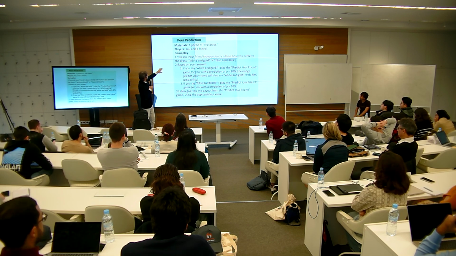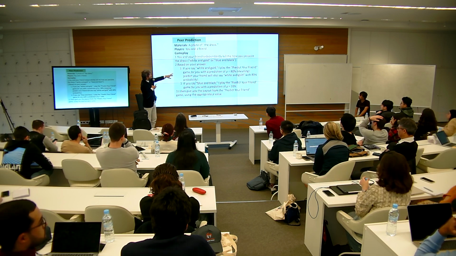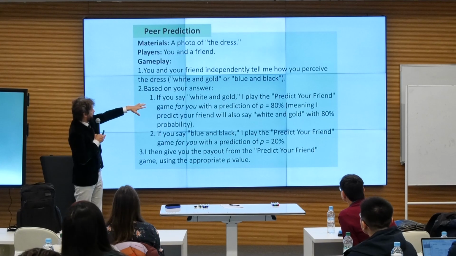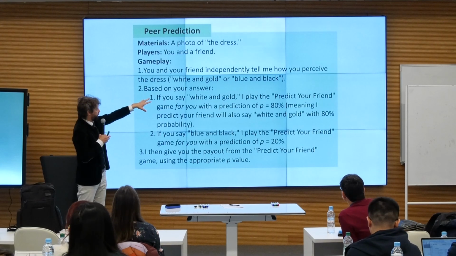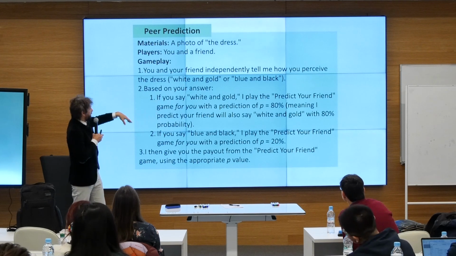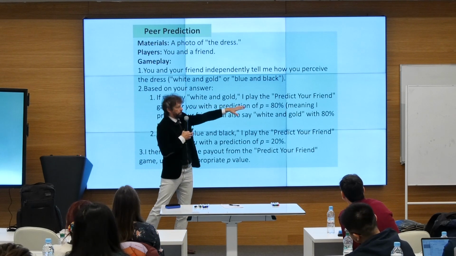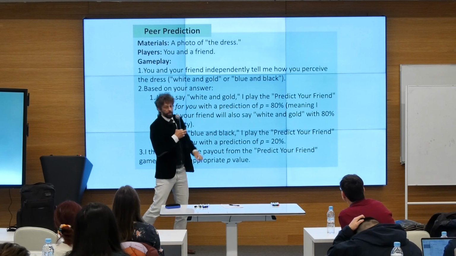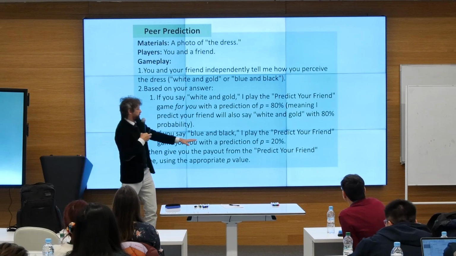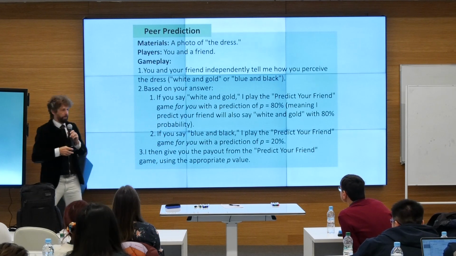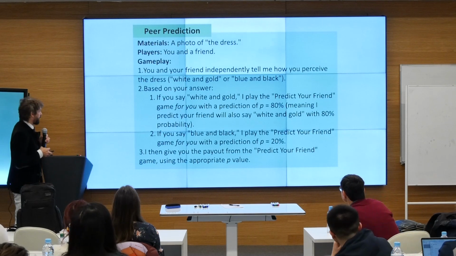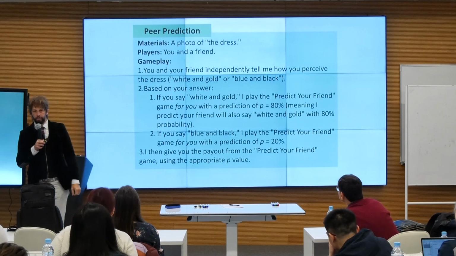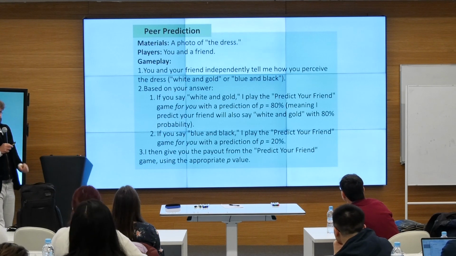Okay, so again, in this description of the game, the I is like the mechanism. So you and your friend are going to play. You each independently report white and gold or blue and black. And then if you say white and gold, we're going to play the proper scoring rule to predict your friend's report using 80%. And if you say blue and black, we're going to play that using 20%, because we know this payoff table, the prior. And then we give you the payoff of that scoring rule, of how well your posterior that we calculated predicts your friend's signal, which is which color they saw.